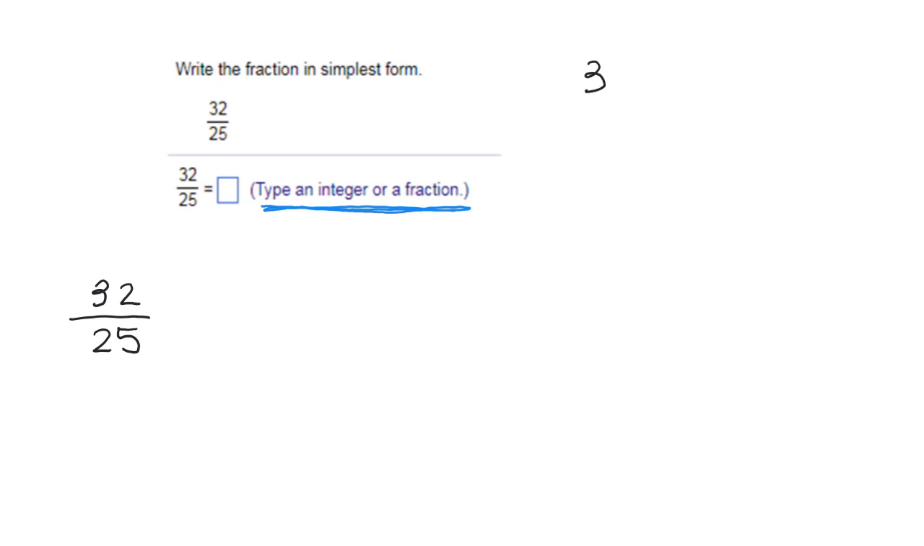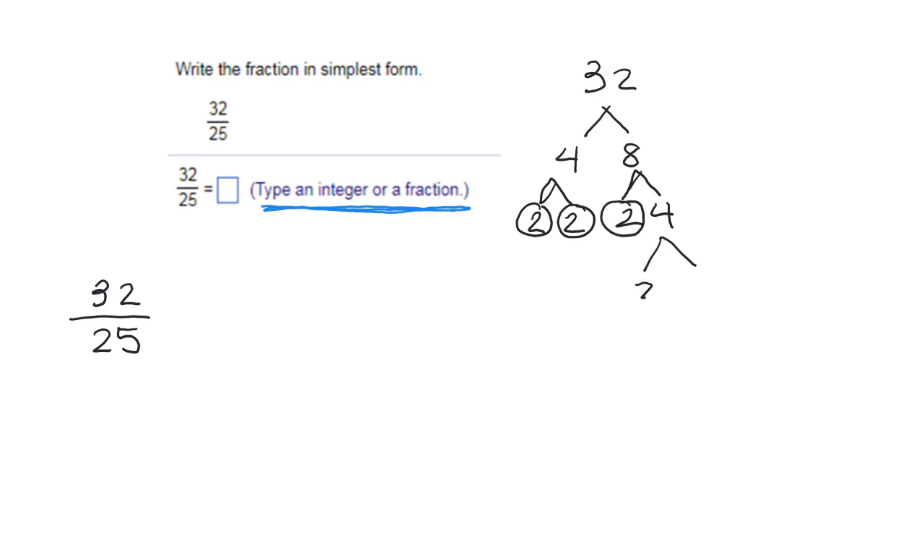We'll take 32 and let's see, I'm going to use 4 times 8 is 32. I'll take my 4 and break it into 2 times 2. 8 is 2 times 4. I'm going to circle these because these are prime numbers. 4 will also break down into 2 times 2. So it looks like I have a bunch of 2's. This is actually 5 2's. Or you can say 2 to the 5th power, same thing.